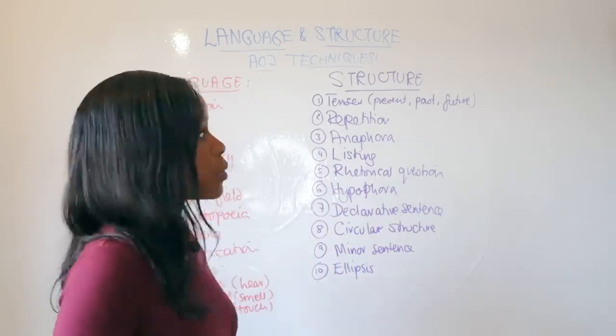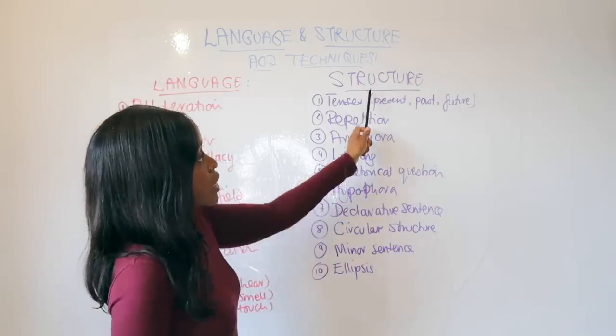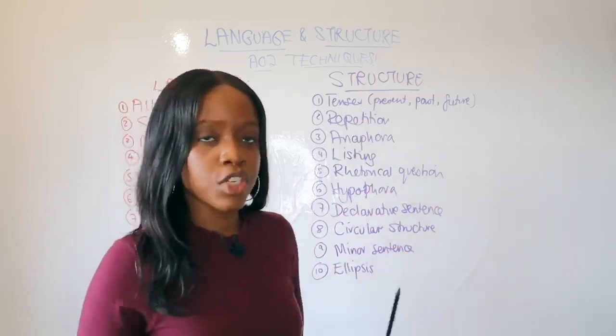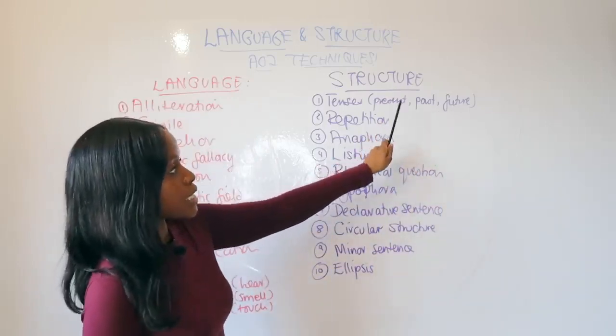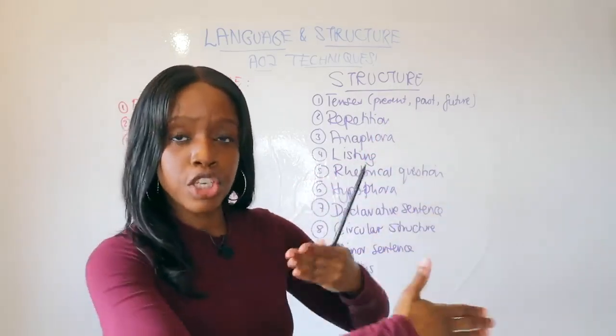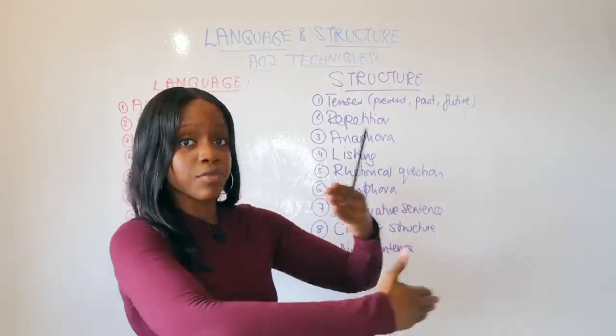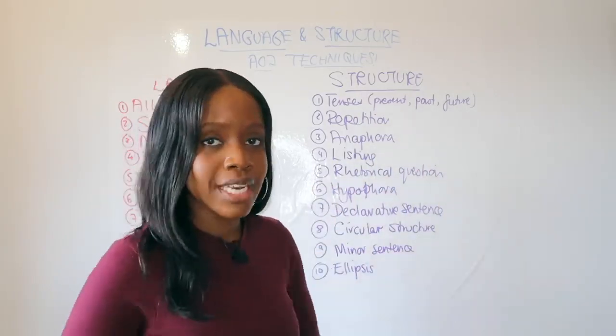Now let's talk about structure. In terms of structure, the first structural technique that writers love to use is the use of tense, and sometimes they'll even shift between the three. So present, past, and future. If there's a shift, that's also a structural technique. It's very, very powerful. That's the first structural technique you'll find in any text.